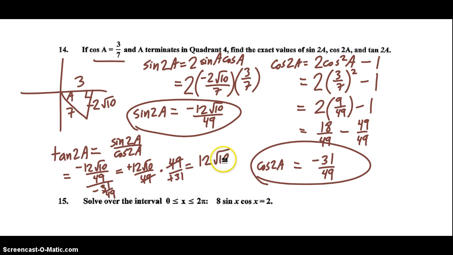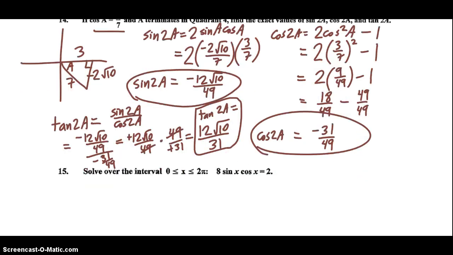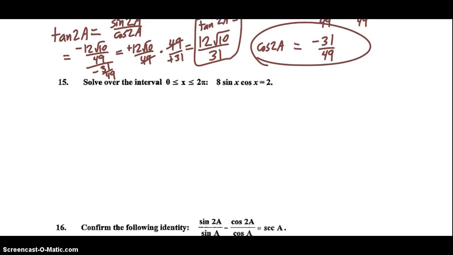You're left with 12 radical 10 over 31. That is the tangent of 2a. Much simpler than if we try to use the formulas. If you already have sine of 2a and cosine of 2a, just go ahead and figure out what tangent of 2a is from those. If they strictly ask for tangent of 2a, I would do the formula, but in that particular instance, that was easier.